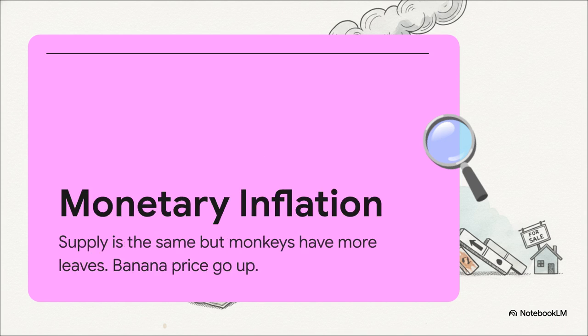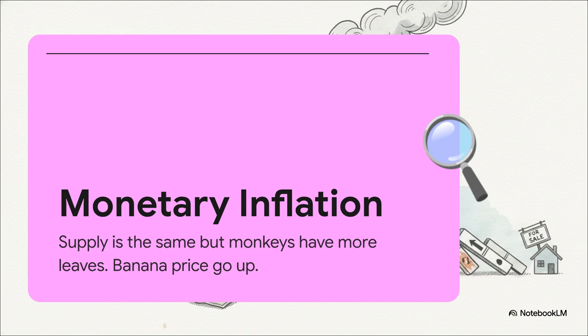But wait, what happens when we introduce an actual currency into the mix? Enter the monkey currency, leaves. This brings us to monetary inflation. And this is where it gets really interesting. Picture this. The demand for bananas is perfectly stable. The supply is perfectly stable. Nothing on the fruit side has changed at all.